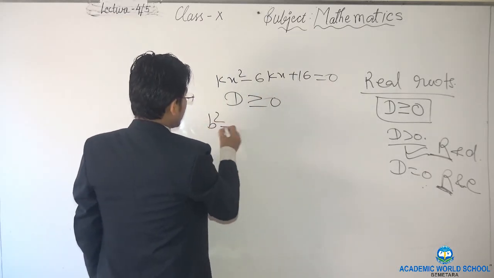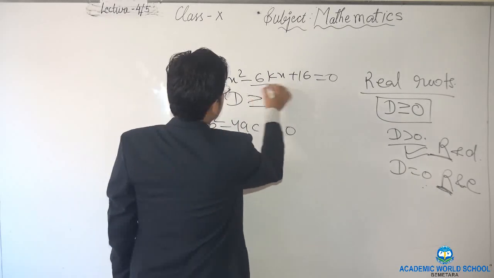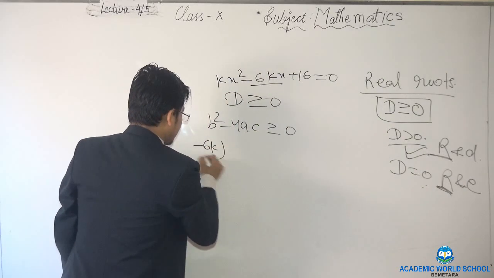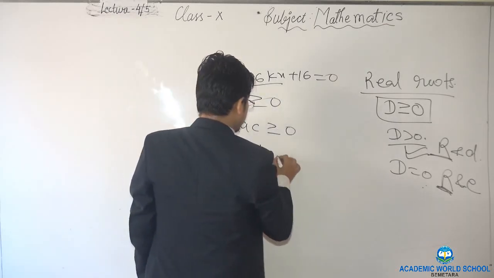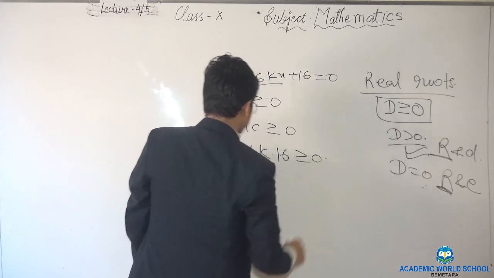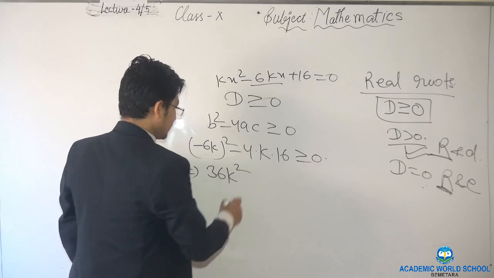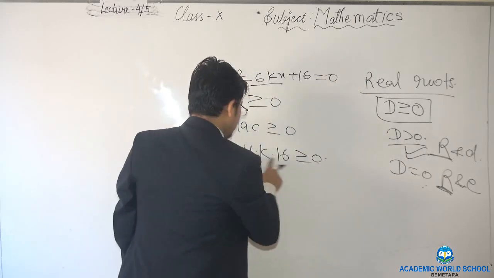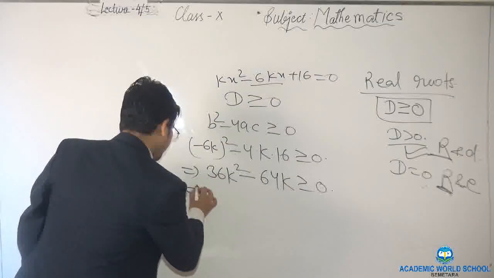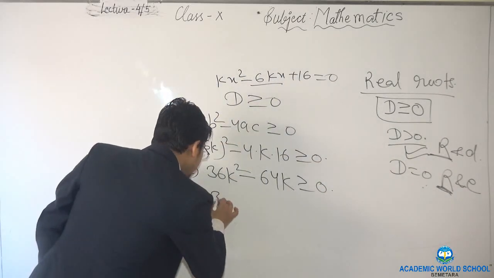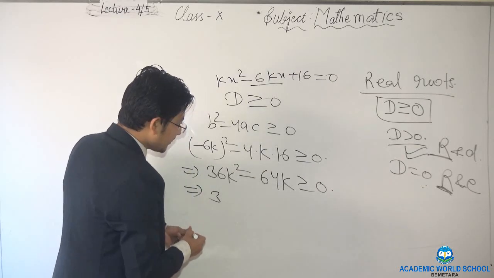So d is b square minus 4ac is greater than or equal to 0. What is b? That is minus 6k. So minus 6k square minus 4 into a, that is k, into c, that is 16, should be greater than or equal to 0. Now this is 36k square minus 64k greater than or equal to 0. Now we can take 8 common or 6 common over here.